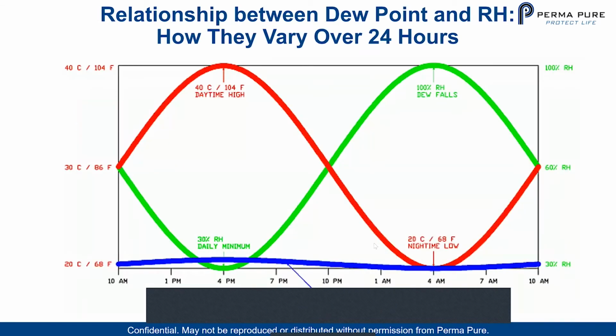So let's look at the relationship between the dew point and relative humidity and how they vary over 24 hours. This is a relationship that changes day in and day out. At the bottom, the blue line represents the dew point temperature. That's the actual amount of water in the air. That doesn't really change too much. And then you see the red being the temperature of the air and the green, the corresponding relative humidity. They rise and fall in inverse with each other. So as the temperature rises, your relative humidity falls. And as your temperature falls, your relative humidity rises.